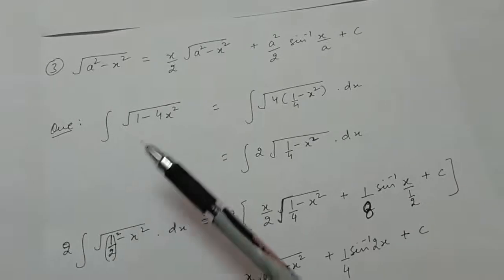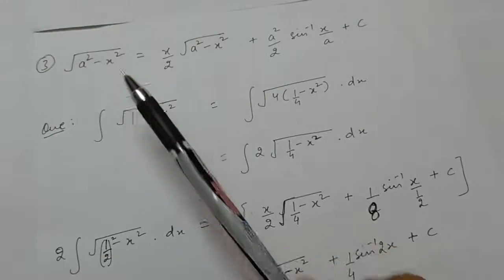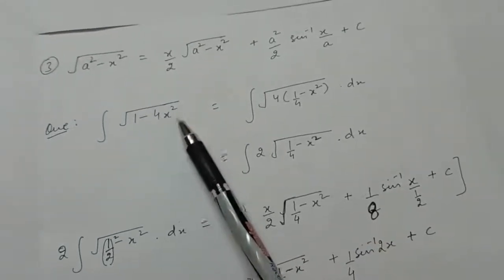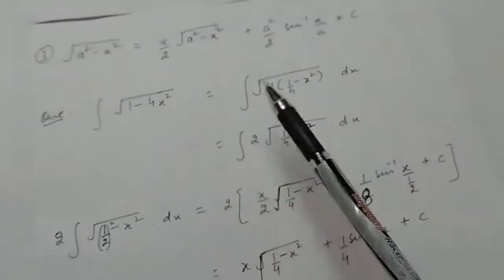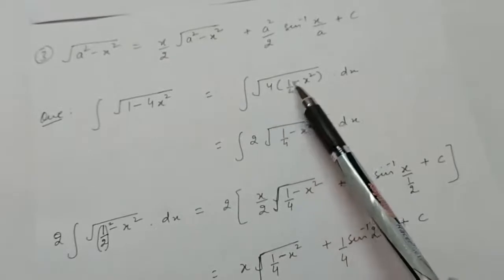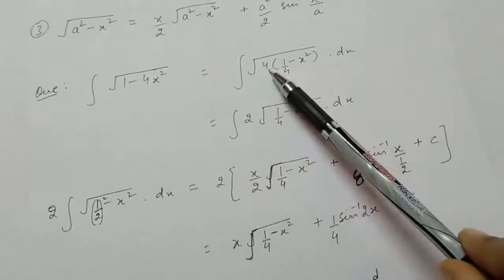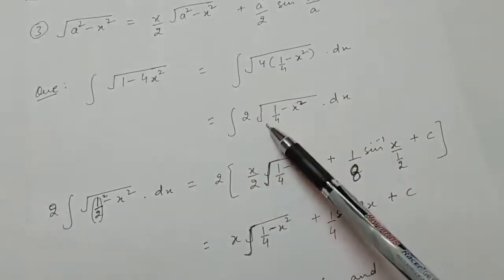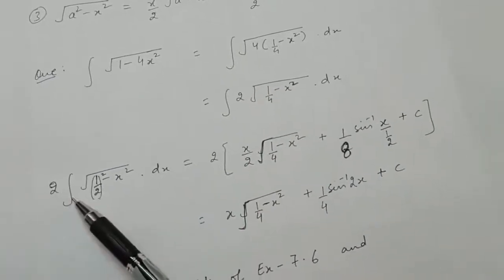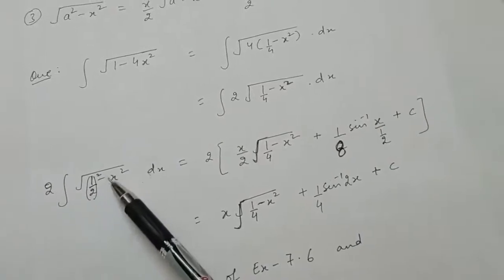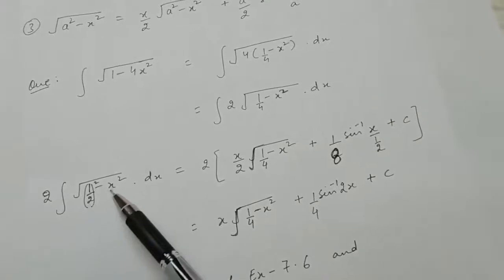Now the question is integral of root of (1 minus 4x square). Now you can see in the formula the coefficient of x square is 1. Here it is 4. So first of all make the coefficient of x square as 1. For this take 4 common from both of these terms. So 4 common, root of 4 into (1 by 4 minus x square). Now this root 4 is equal to 2 into root of (1 by 4 minus x square), right? This can be written as 2 integral of root of ((1 by 2) whole square minus x square).